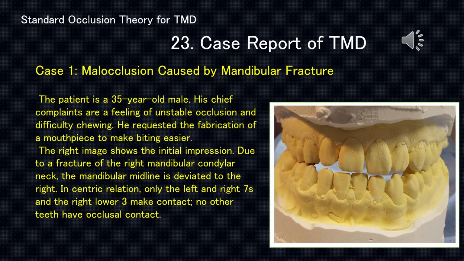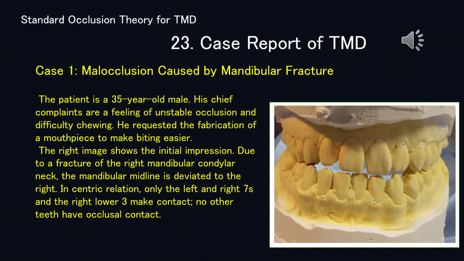Case 1. Malocclusion caused by mandibular fracture. The patient is a 35-year-old male. His chief complaints are a feeling of unstable occlusion and difficulty chewing. He requested the fabrication of a mouthpiece to make biting easier. The right image shows the initial impression.